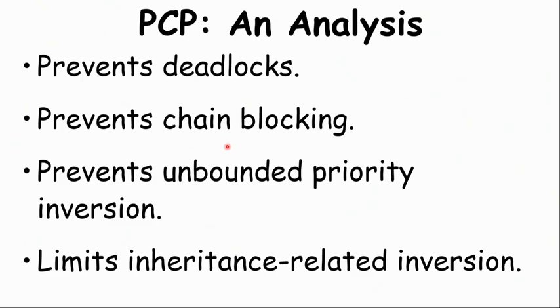If we analyze the priority ceiling protocol, we will see that it prevents deadlocks, prevents chain blocking, prevents unbounded priority inversion, and also limits the inheritance related inversion. The inheritance related inversion is a big problem with the highest Locker protocol, and that is reduced to a large extent by the priority ceiling protocol. Therefore, the priority ceiling protocol, though it is a slightly more complicated protocol than the highest Locker protocol, is being used in many applications.